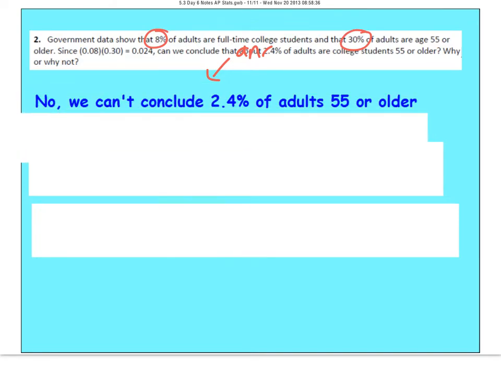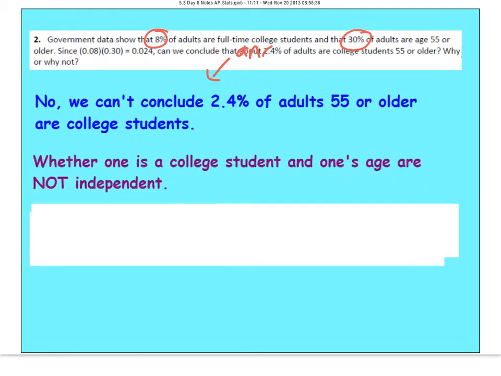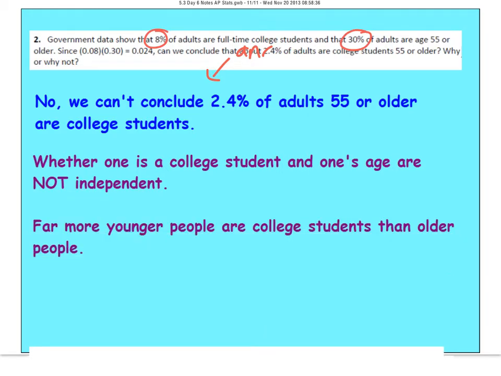Now, in this case, no, we can't conclude that that's the case. Well, why not? Well, whether one is a college student and comparing that to someone's age, they're not independent from each other. So you can't say that. Far more younger people are college students than older people, that's true, but it could be some connection between that.